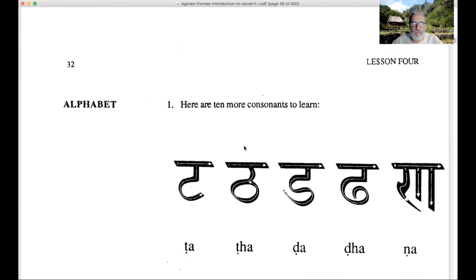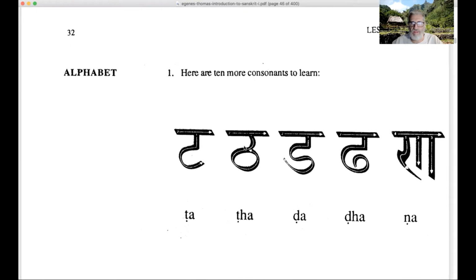So here we have 10 more consonants. These are the cerebrals, sometimes called retroflex by people. Cerebral consonants: ta, tha, da, dha, na. And this is how you write them. You might see that the version of the nasal here, the cerebral nasal, may be a little bit different in style than what you're used to.